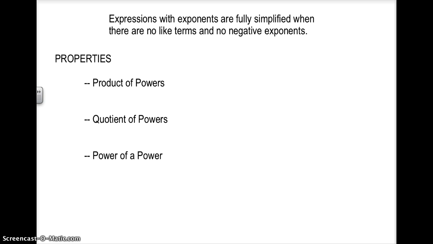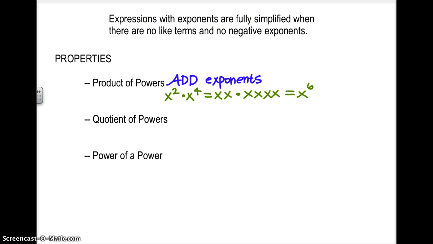A couple more properties. First one is product of powers. What that means is you are multiplying 2 powers. That x squared is x times x. x to the 4th is 4 x's. Altogether, that's 6 of them. When you are doing these, you add the exponents. 2 plus 4 is 6. 2 x's plus 4 x's gives you your 6.